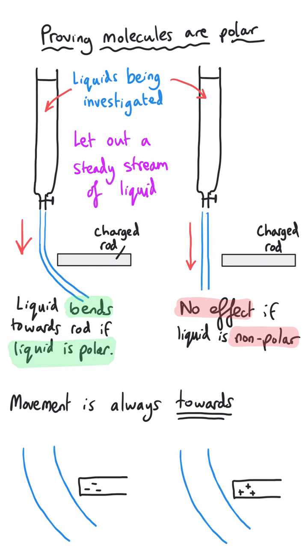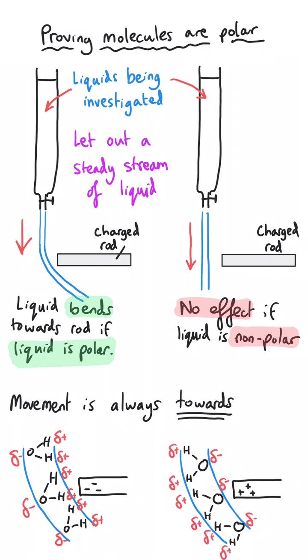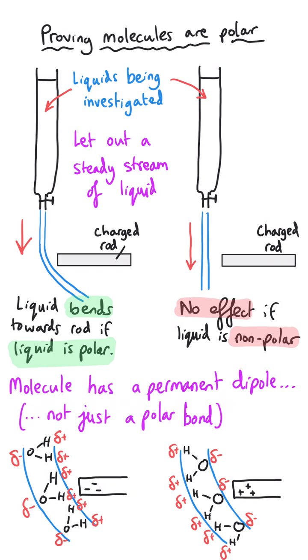The bending is always towards the charged rod, and that's because a polar molecule, and therefore a polar liquid, will be able to orientate itself favourably to attract towards the rod, whether the rod is positively charged or negatively charged. So for instance, if it was water and you held up a charged rod near to the stream of running water, the hydrogen would be attracted to the charged rod, the electron deficient hydrogen. Whereas if you charged a rod with a positive charge, then the oxygen part of the water would be attracted towards the positive rod. And this proves that a molecule, for instance water, does have a dipole moment, meaning that the molecule contains a permanent dipole, not just a polar bond.